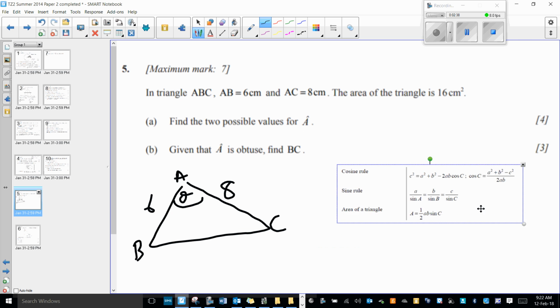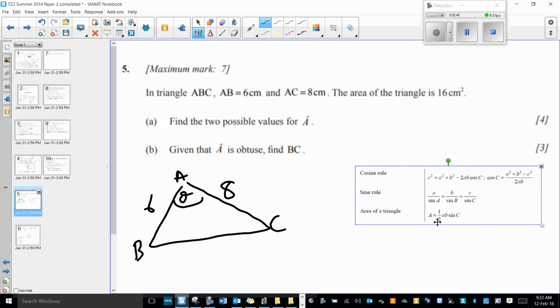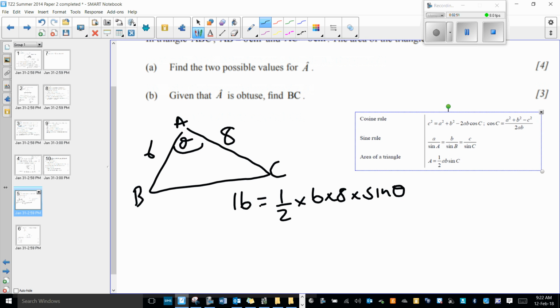So we know that the area is a half AB sine C, so we know that 16 is equal to half times 6 times 8 sine theta. So sine theta is 32 over 6 times 8, 48. And so theta is sine to the minus 1 of that.